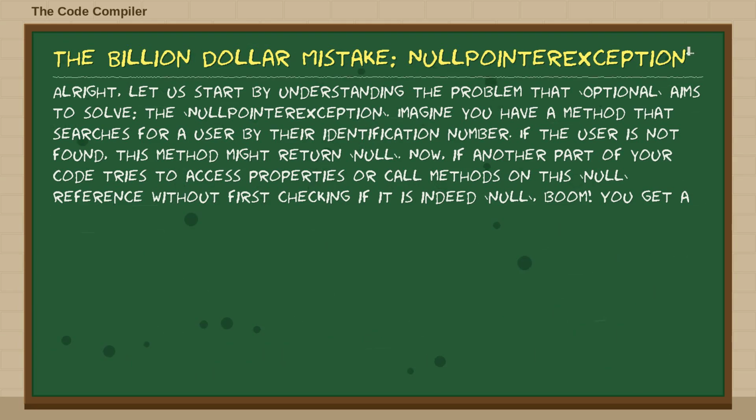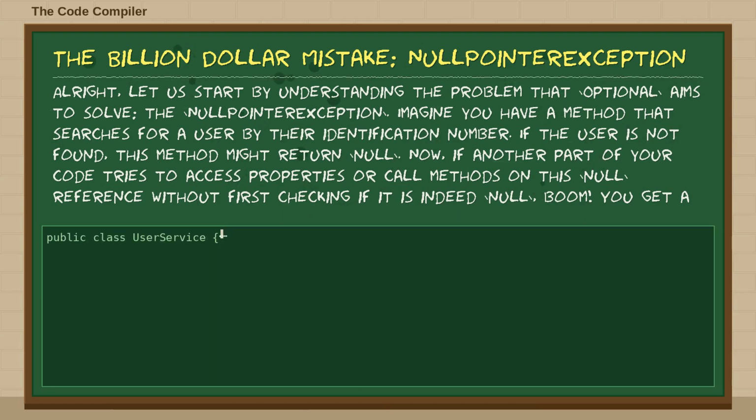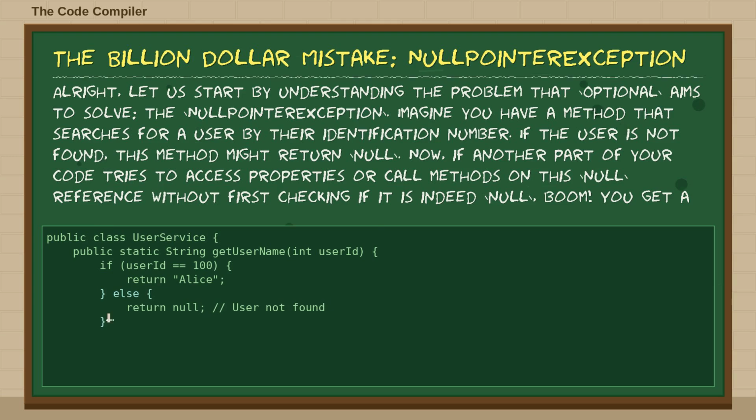Traditionally, we would add if user is equal to null checks everywhere, which can make our code verbose and less readable. The Optional class provides a more elegant and expressive way to handle these potentially absent values, encouraging us to think about nullability upfront. Let us see how it does that.